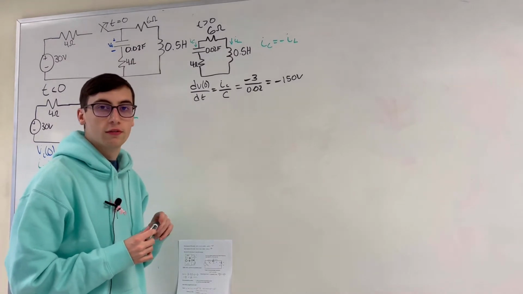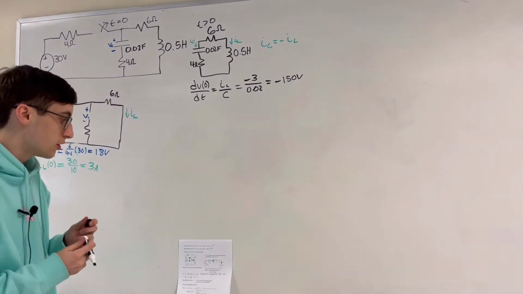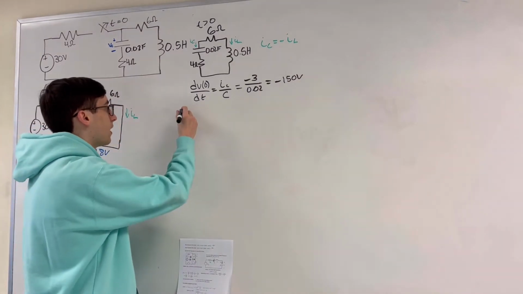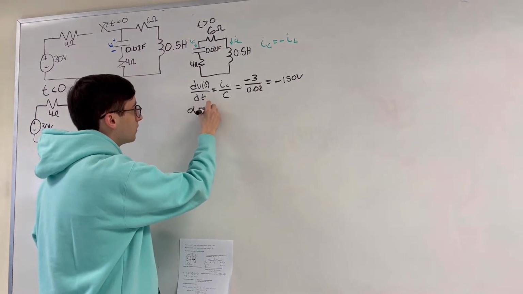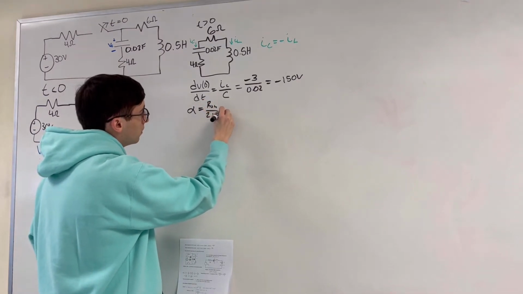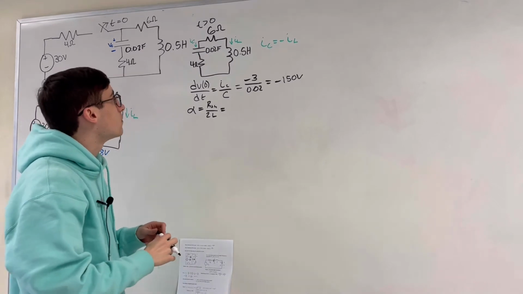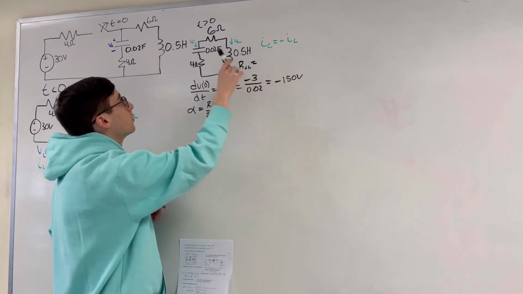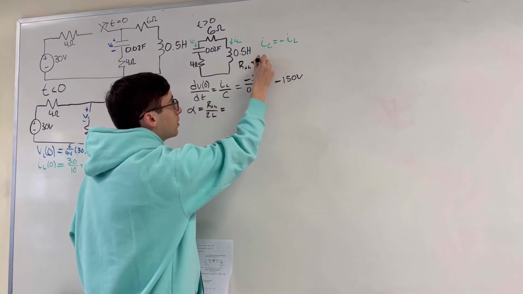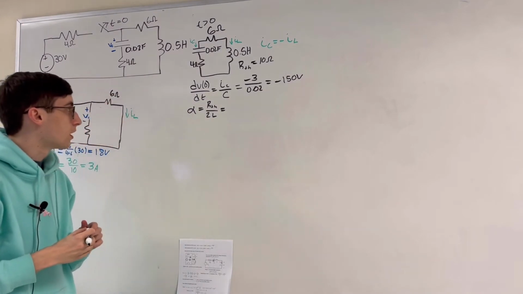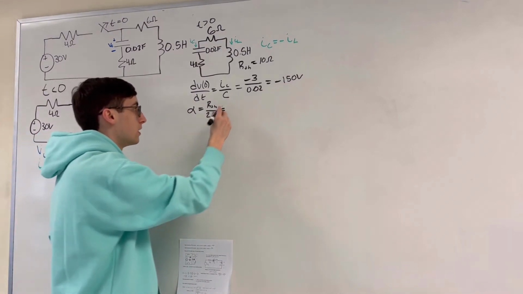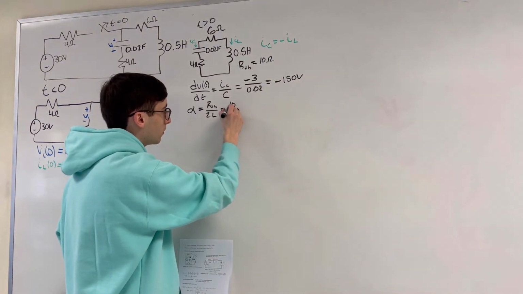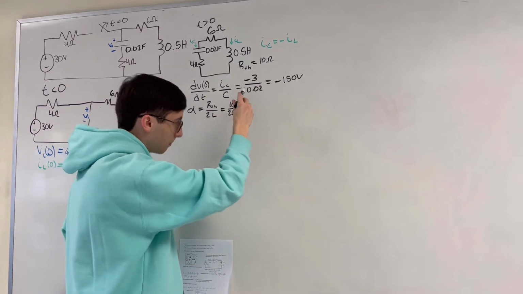Now it's time to find alpha and omega 0. To do that, all you need to do is look at our handy formula sheet, and we know that alpha is equal to RTH over 2L. RTH in our circuit right here is just 6 plus 4 ohms, which is 10 ohms. So alpha should be equal to 10 over 2 times 0.5, which is equal to 10.